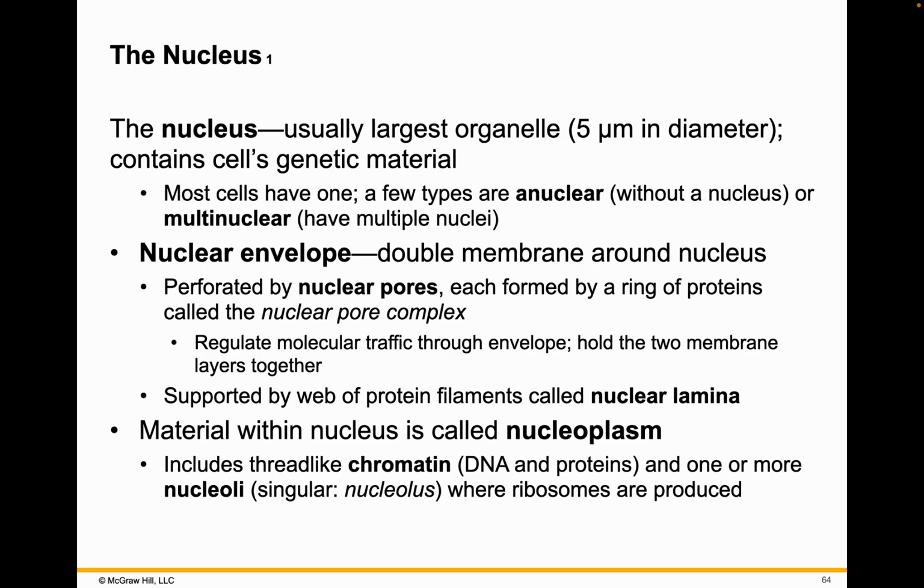The nucleus is surrounded by a double membrane called the nuclear envelope. In that envelope, there are pores called nuclear pores, formed by a nuclear pore complex, that regulate molecular traffic through the nucleus. So the nucleus becomes selectively permeable, similar to the plasma membrane. It's supported by a web of protein filaments called nuclear lamins. And within the nucleus, we would have nucleoplasm, which would include the DNA, chromatin most of the time, and one or more nucleoli, which is where ribosomes are produced.